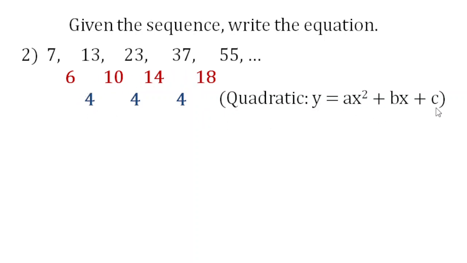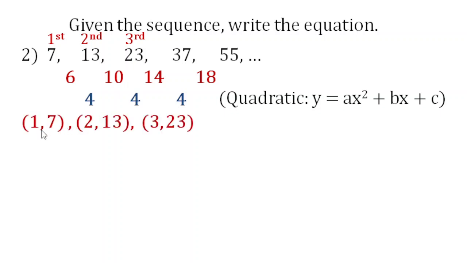Now, in order for us to find the quadratic equation, we need 3 points. Where can we get those 3 points from? So let's remember again that 7 is our first term, 13 is our second term, 23 is our third term. So (1, 7) is a point, (2, 13) is a point, and (3, 23) is also a point.